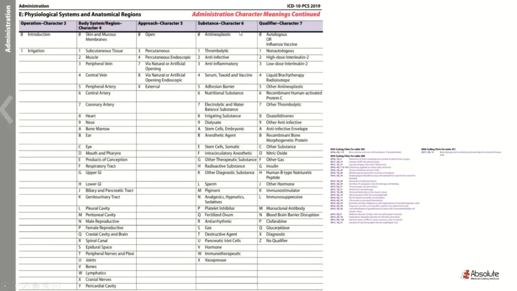And your sixth character, substance that remains in or on the body: anti-neoplastic, thrombolytic, anti-infective, anti-inflammatory, serum, toxoid, vaccine, adhesion barrier, and so forth. Your seventh character qualifier: autologous or influenza vaccine. See how specific this seventh character is? Non-autologous, high dose interleukin, low dose interleukin, liquid brachytherapy radioisotope, other anti-neoplastic. All right, coders, let's get started. These are your physiological systems and anatomical regions, body systems, and their values.